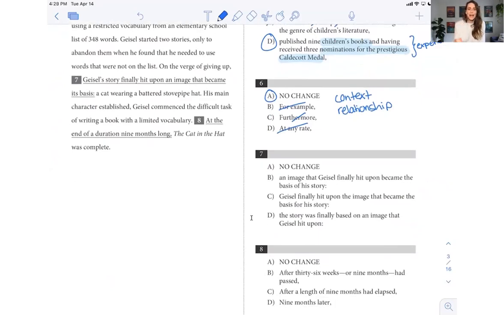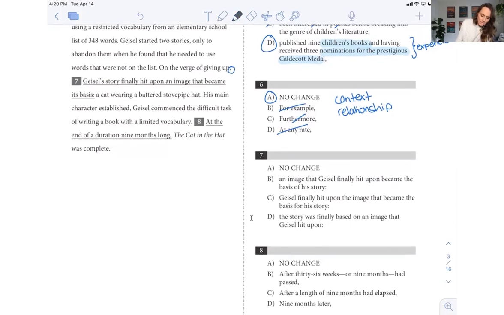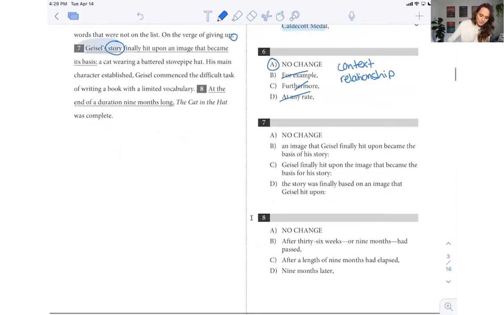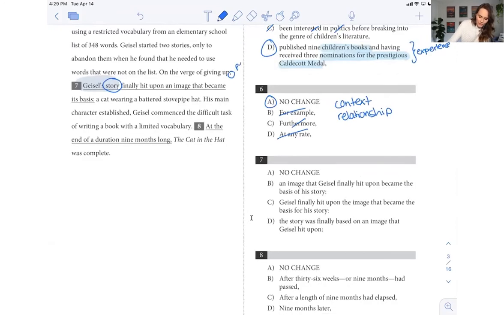So this is where I notice that there is a comma right here. And then there is this whole underlined bit right after the comma. So I am just going to zoom in on the first little part that's underlined and make sure that that is correctly modified by what came before it. So on the verge of giving up, Geisel's story. So your story is my subject that's being modified. Can a story give up? Not really, right? So we want a person right after that comma.